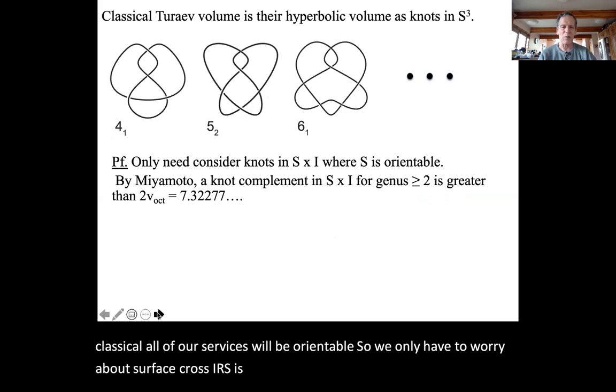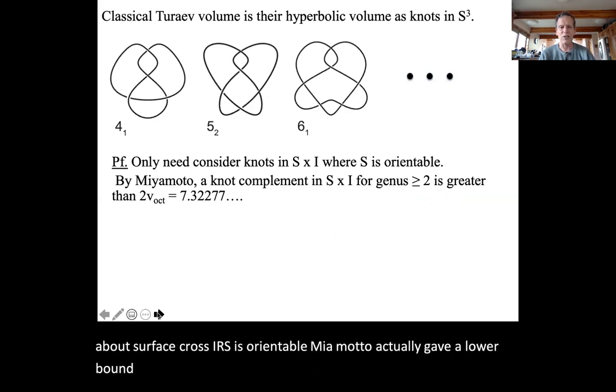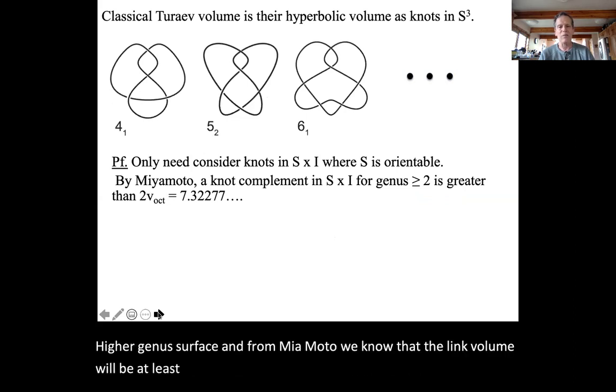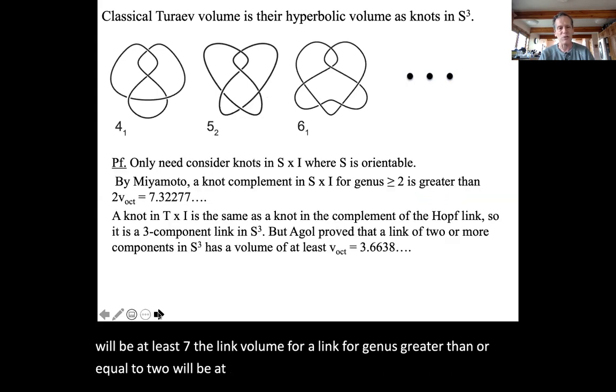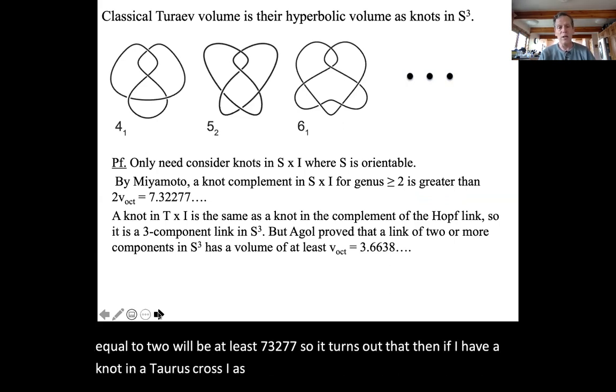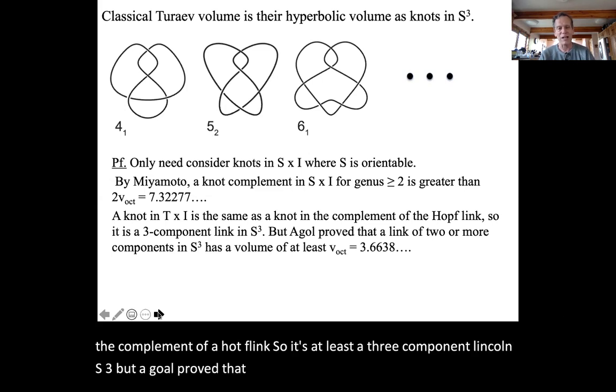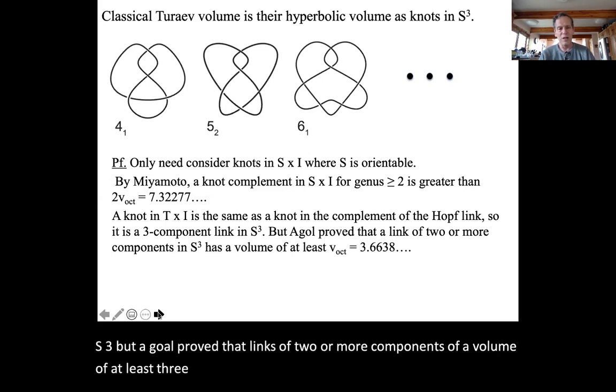Miyamoto actually gave a lower bound on volume of links in a surface cross I, actually in a more general case where you have higher genus surface. And from Miyamoto, we know that the link volume for a link for genus greater than or equal to 2 will be at least 7.3277. So it turns out that if I have a knot in a torus cross I, as we mentioned before, that will be a knot in the complement of a Hopf link. So it's at least a 3-component link in S3, but Agol proved that links of 2 or more components have a volume of at least 3.6638.